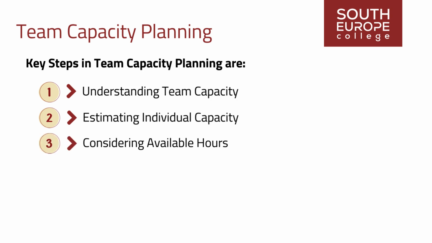3. Considering available hours. Team capacity planning should consider the number of available working hours for each team member. This includes accounting for vacations, holidays, or other commitments that may impact their availability during the sprint.